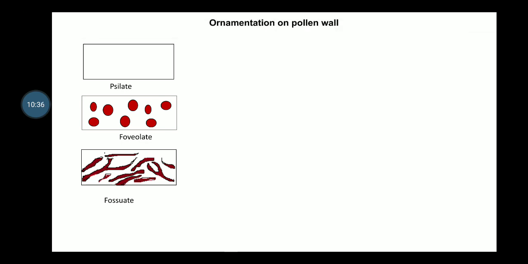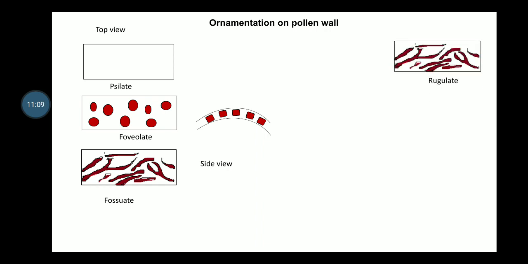Next, come to the types with sculpturing element. Okay, before that, this is the side view of these 3 types of pollen grain, and on the left side is the top view. So in side view the pollen grains look like that, and in top view the surface of the pollen grains is this type. Next, come to the pollen grain with sculpturing element.